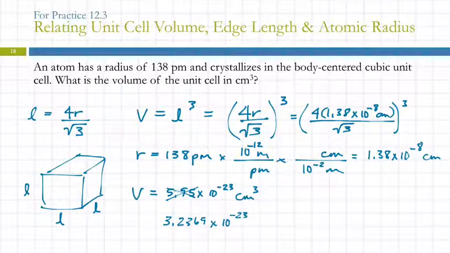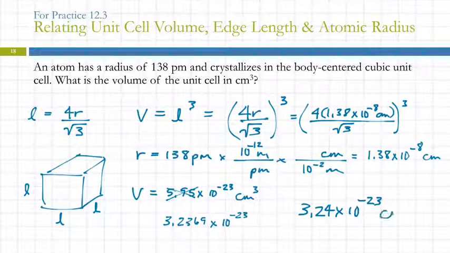So 3.23 rounded would be 3.24 times 10 to the minus 23rd. So 3.24 times 10 to the minus 23rd cubic centimeters.